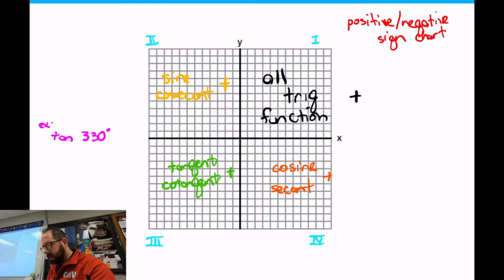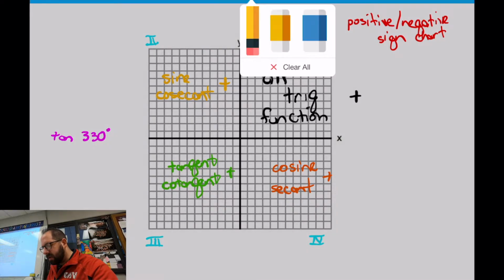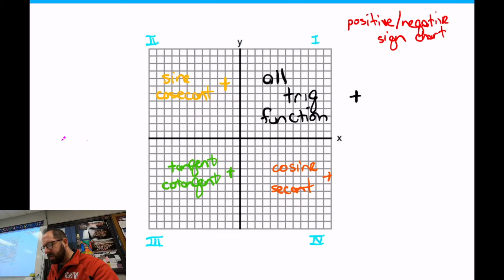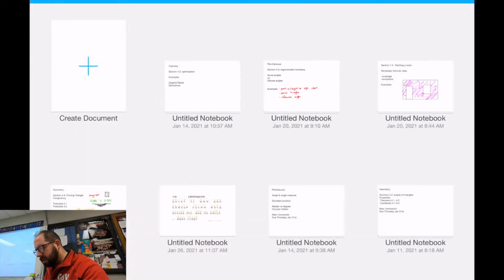Let me erase this. We're still going to do the tangent of 330. I'm not going to get rid of that, we're still going to answer it. I just want to go to the next slide to do that. All right, the tangent of 330.